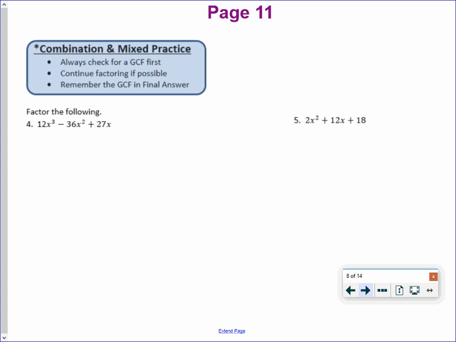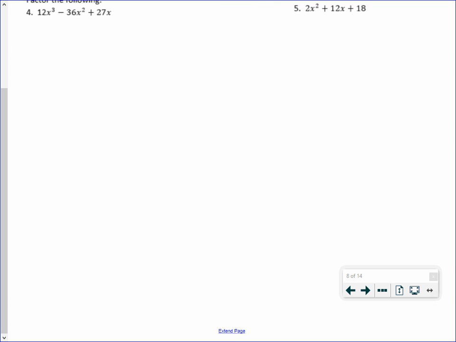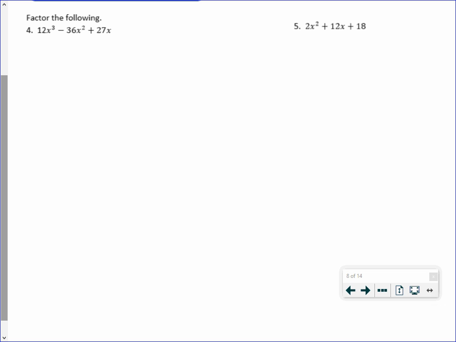All right, we have number 4, number 5. Let's go ahead and work one of them out. So, like I said before, whenever we're trying to factor something out, the very first thing we always need to do is check if we have a GCF. Since if we have a GCF, we can factor it out, and it'll make factoring much, much easier. So the first thing we're going to do is look for a GCF. For number 4, we have 12x cubed minus 36x squared plus 27x.